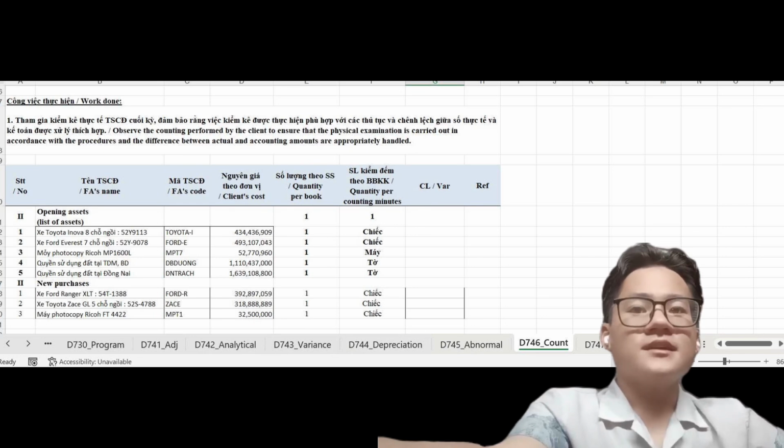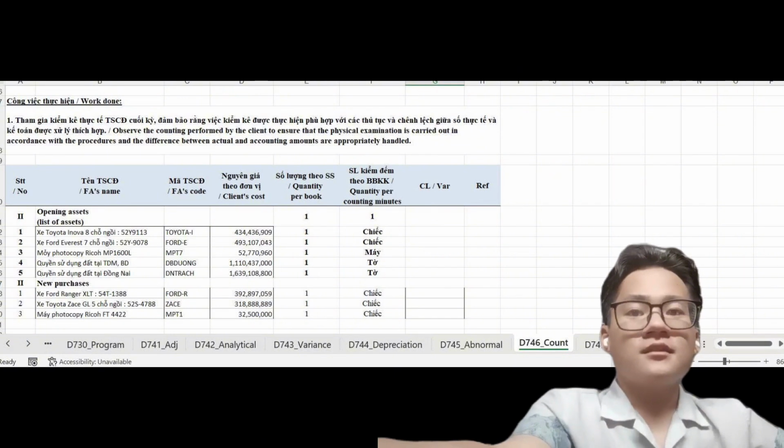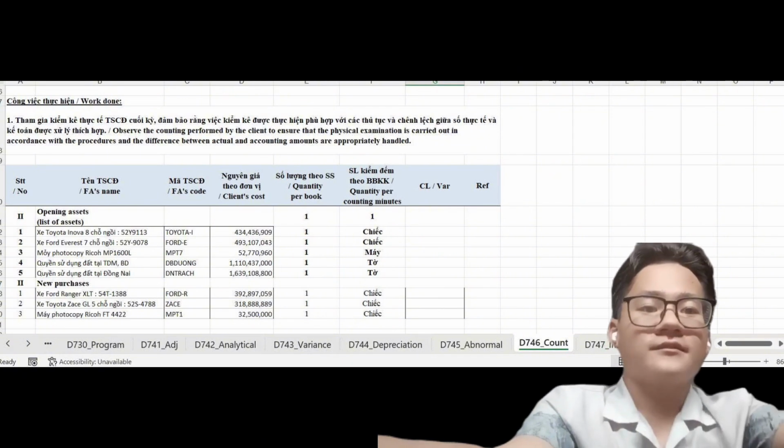Sheet D746, observation of physical inventory counts for tangible fixed assets. This sheet is all about confirming that a tangible fixed asset actually exists, not just a number on a page, but a real physical thing. For example, if a company claims it had 5 photocopiers, but we only find 4, that's a problem. The aim here is to verify the existence of the asset.